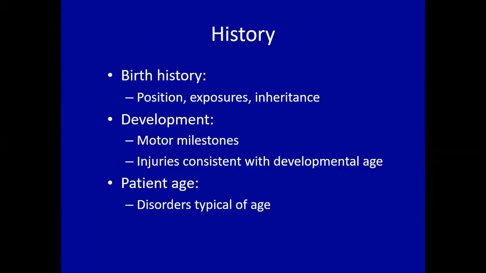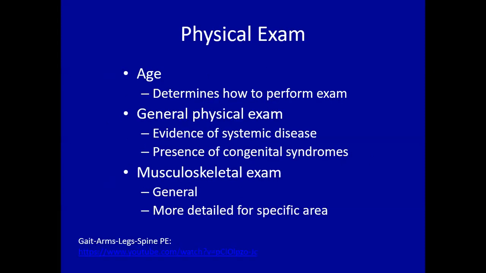History. So we want to get a good birth history. What position were they in during birth? Were they a breech birth, or were they head first? Any exposures, any inheritance problems? Make sure that their developmental milestones are being met. Any injuries, and then any disorders that may be at that age based on the typical age of onset.